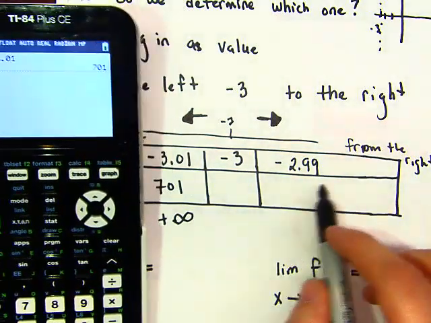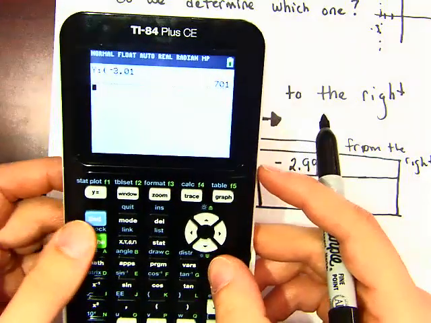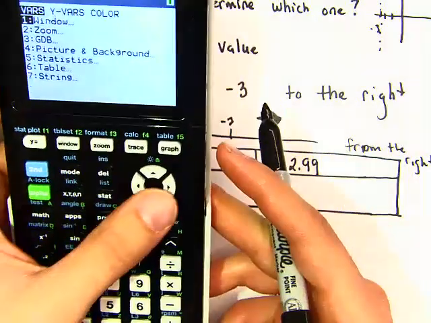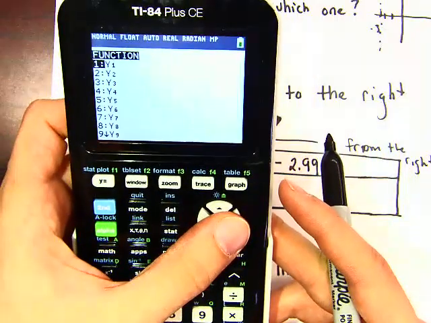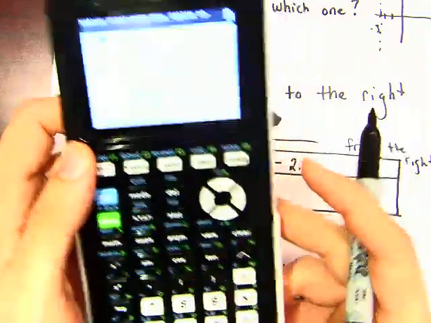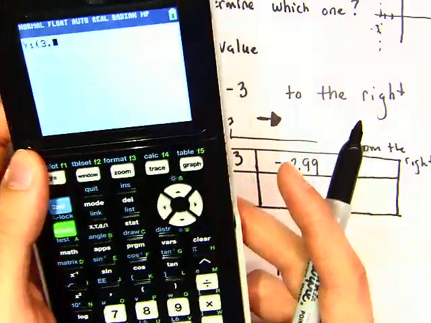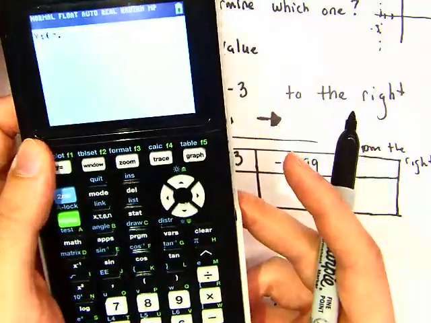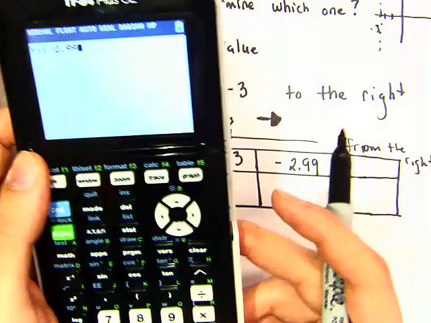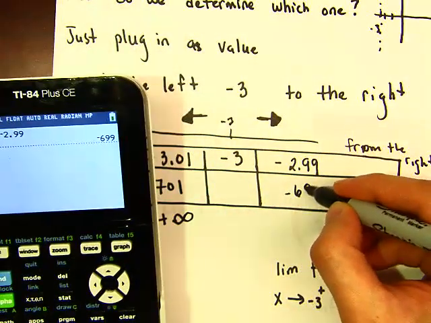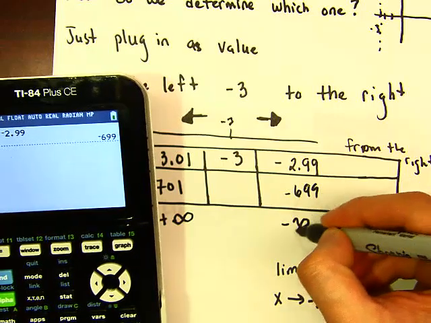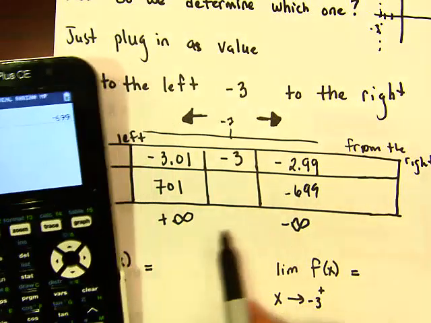And let's try it for -2.99. Notice that if I do VARS, Y-VARS, Function, Y1, and let's put in -2.99. Notice that you get a negative value of -699. So this is going to negative infinity. And let's just look at the graph to make sure that this is okay.